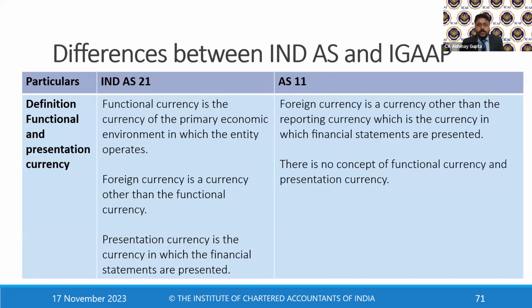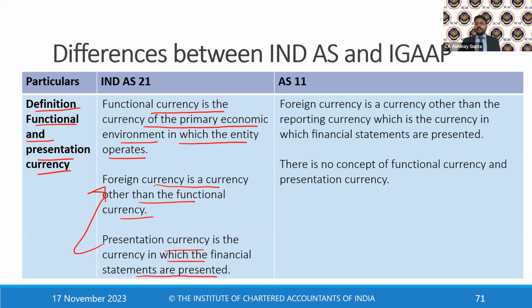Now, the definition of the functional currency. Definition, functional, and the presentation currency. Functional currency is the currency of the primary economic environment in which the entity operates, right? That we have discussed as a part of definition. Foreign currency is the currency other than the functional currency, right? Once functional currency is determined, all the rest of the currencies will be foreign currency. And presentation currency will be the currency in which the financial statements are presented. So presentation currency would be one of the foreign currencies in which the financial statements are presented.